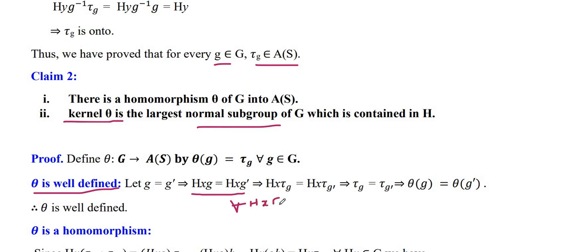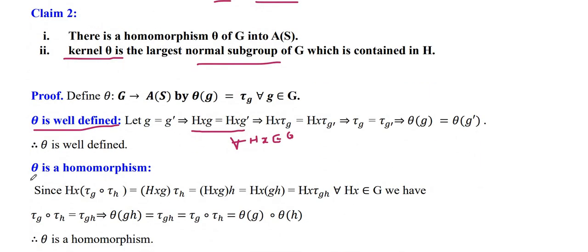For every Hx in G, we have the images Hx tau g equal to Hx tau g', but the images are equal means the mappings must be equal. So tau g equals tau g'. This is true for every Hx in G. So images equal should imply the mappings must be equal. So this is nothing but theta of g and this is theta of g'. So theta is well defined.